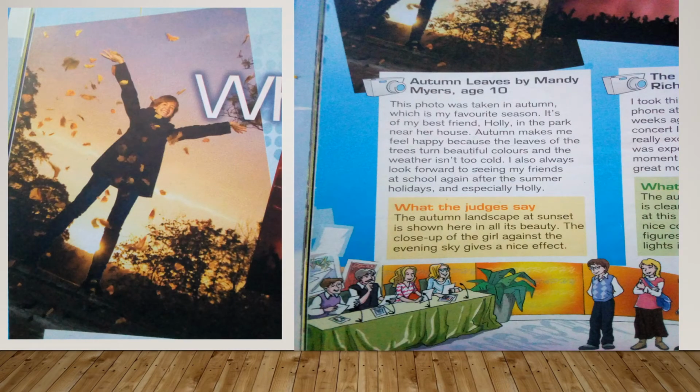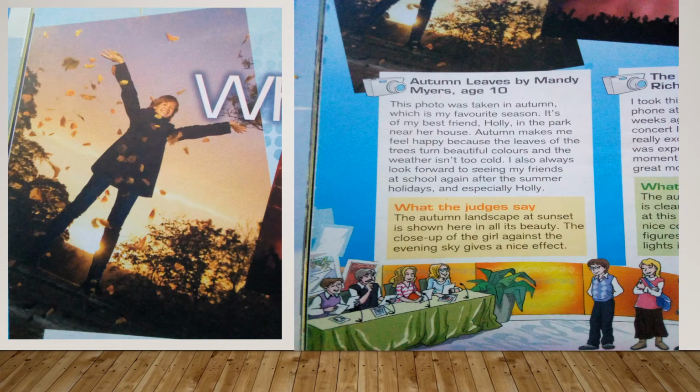Now let's start with Mandy's photo. Autumn Leaves by Mandy Myers, age 10. This photo was taken in autumn, which is my favorite season. It's of my best friend Holly in the park near her house. Autumn makes me feel happy because the leaves of the trees turn beautiful colors and the weather isn't too cold. I also always look forward to seeing my friends at school again after the summer holidays, and especially Holly.